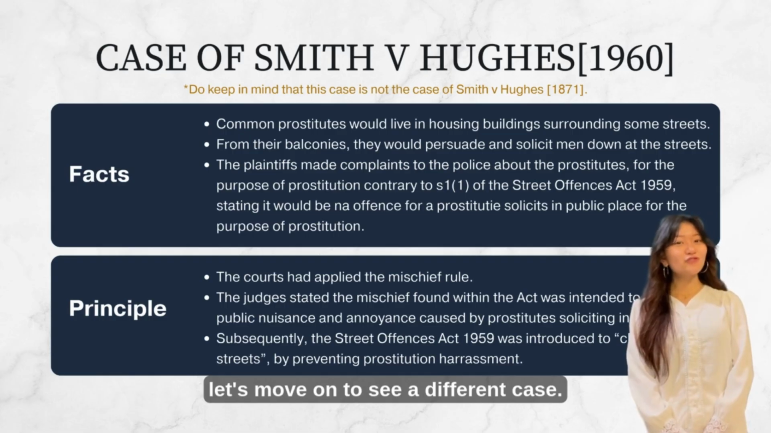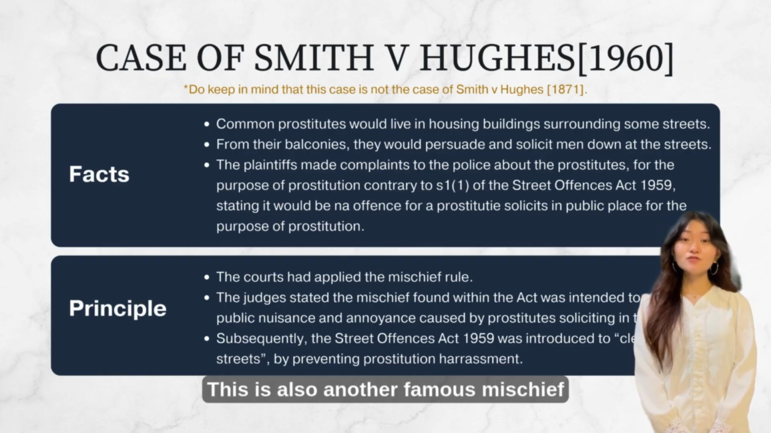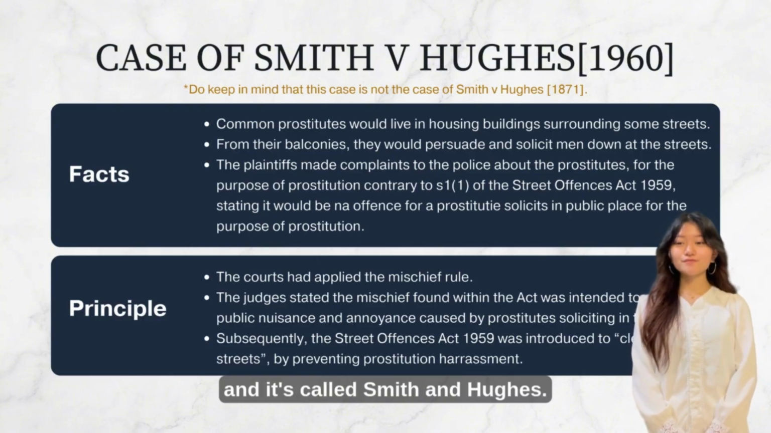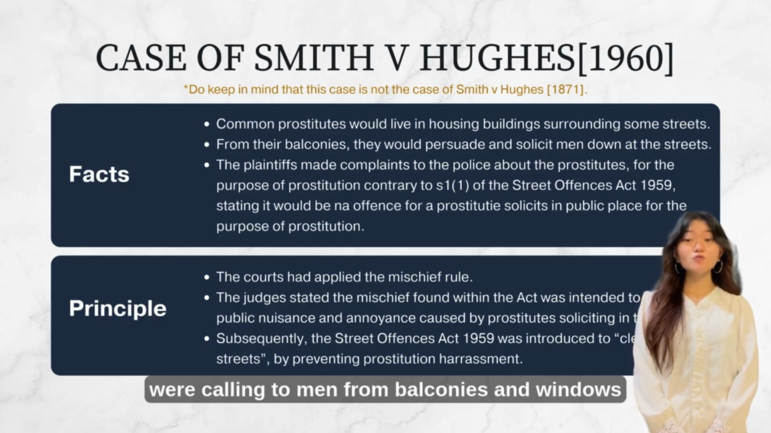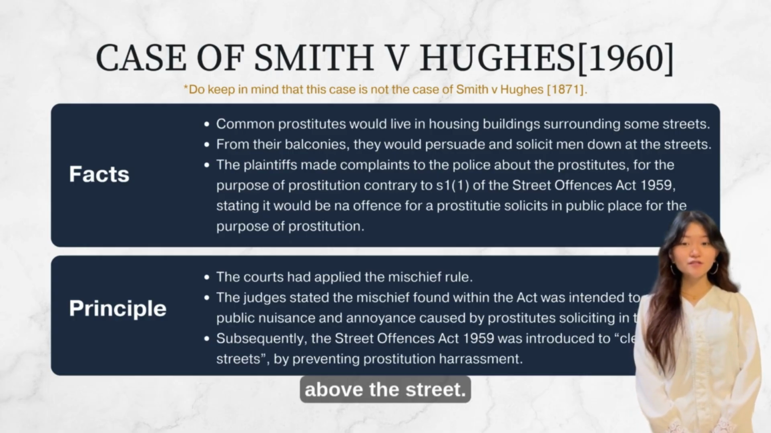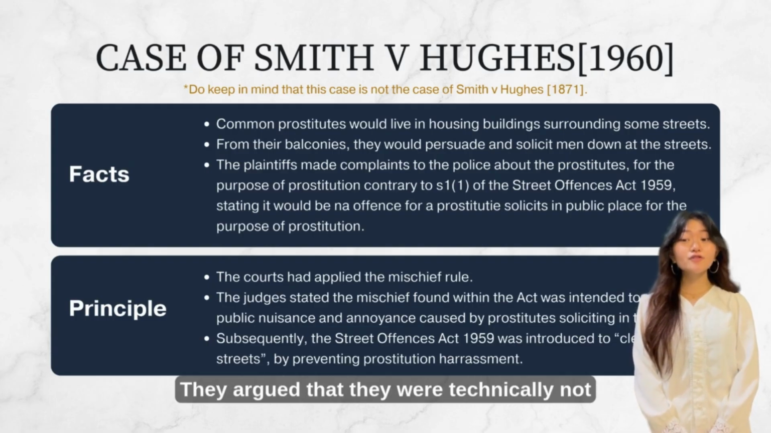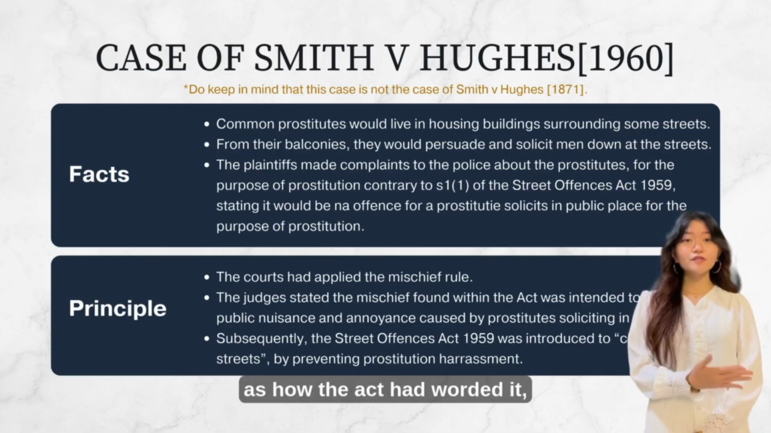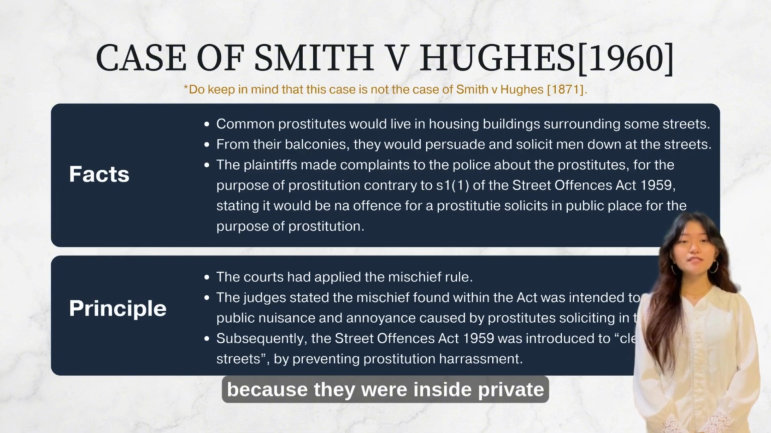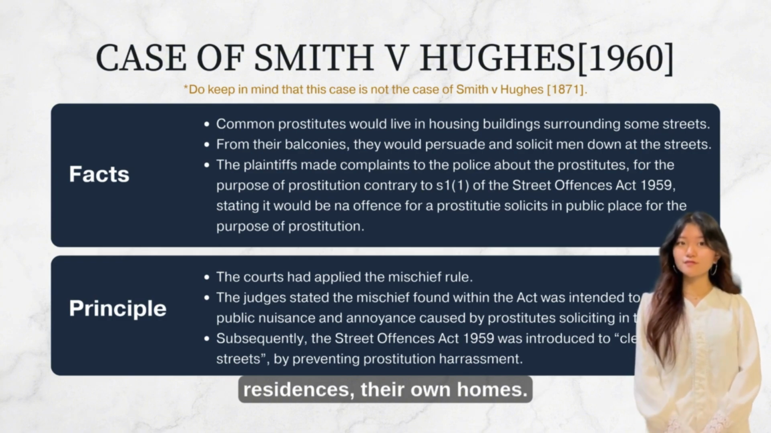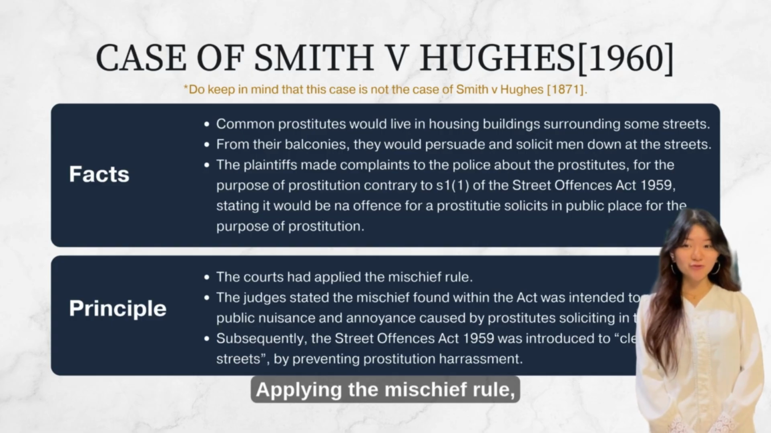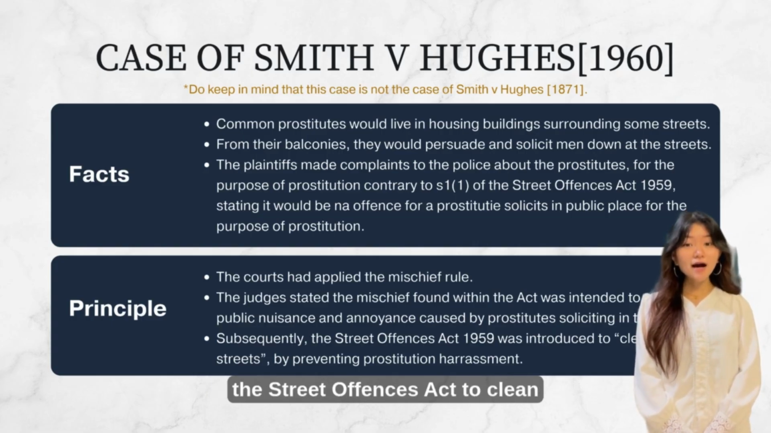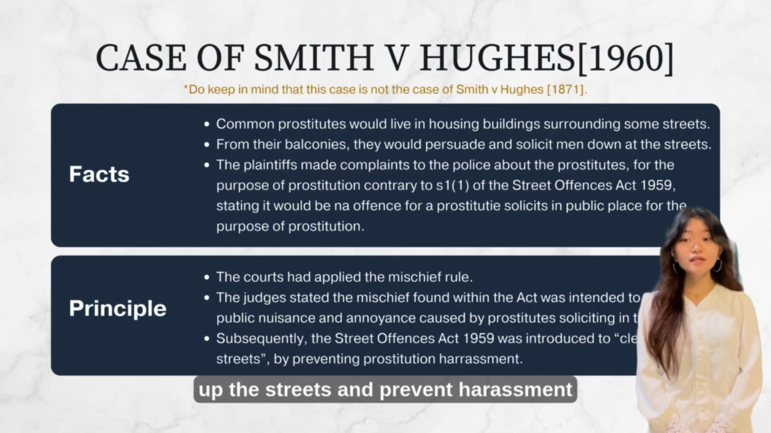So now, let's move on to a different case. This is also another famous mischief rule case, and it's called Smith v Hughes. In this case, prostitutes were calling to men from balconies and windows above the street. They argued that they were technically not soliciting in a public place, as the act had worded it, because they were inside private residences, their own homes. Applying the mischief rule, the court said Parliament had passed the Street Offences Act to clean up the streets and prevent harassment to the public.